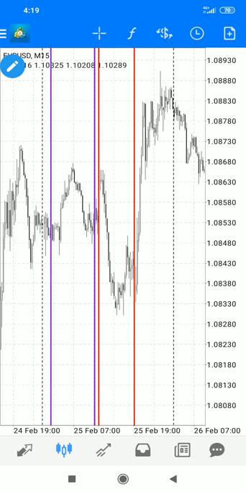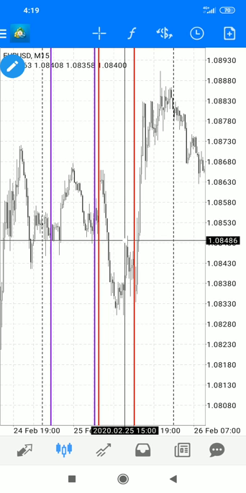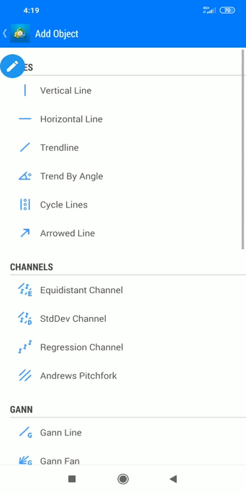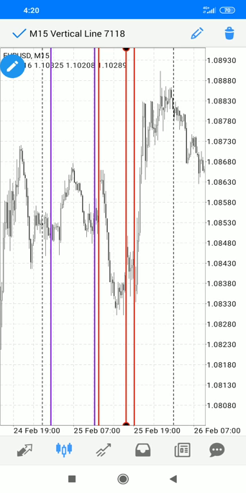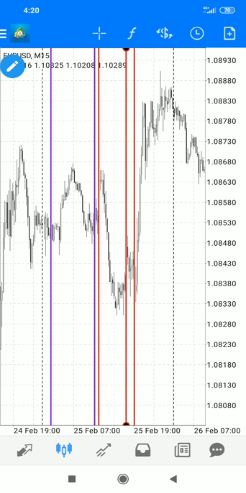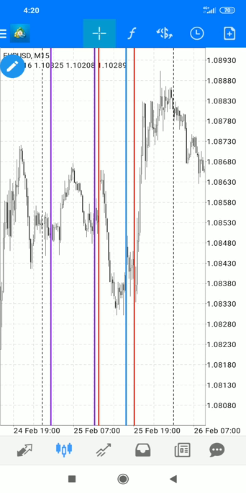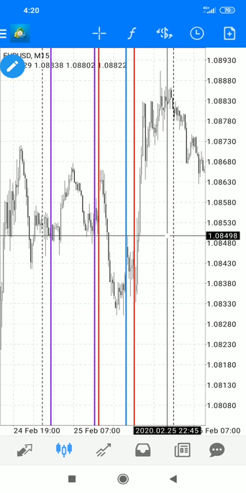Then New York session opens at 3 p.m. and closes at 11 p.m. So 3 p.m. is there. 3 p.m. is somewhere around here. Somewhere around here. Let me also select a different color. So we are now in the New York, which is from 3 p.m. to 11 p.m. It's somewhere around here, somewhere there.